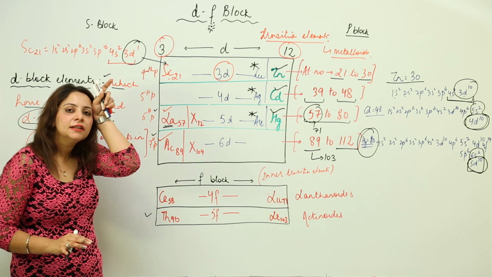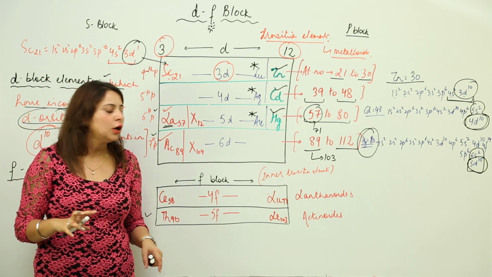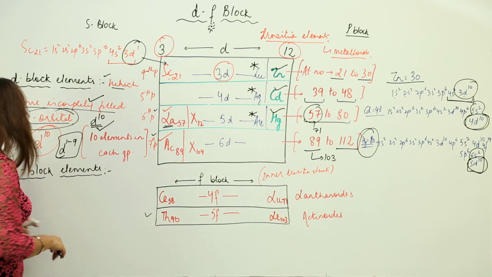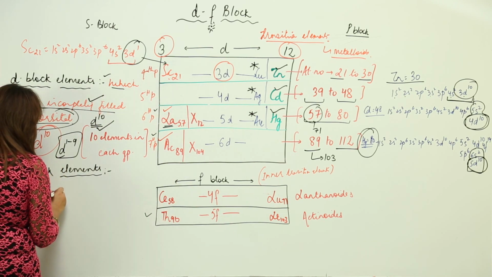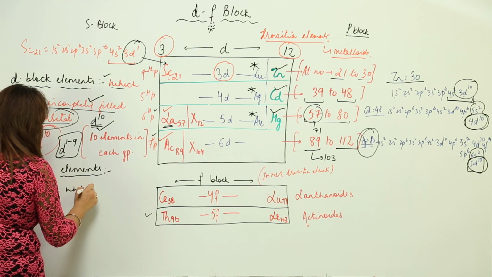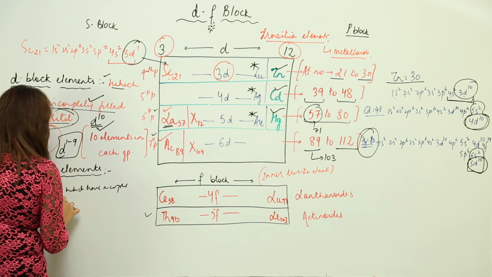They are regarded as inner transition elements. So I think it's clear what the basic introduction for the D block is. Now coming to the F block. F block elements are those which have an incompletely filled F orbital.